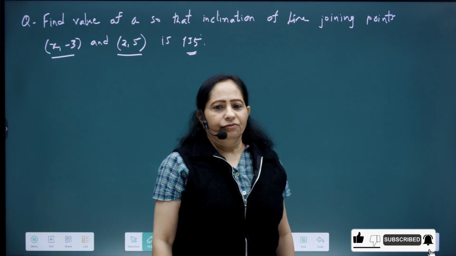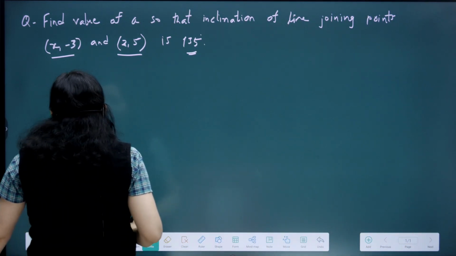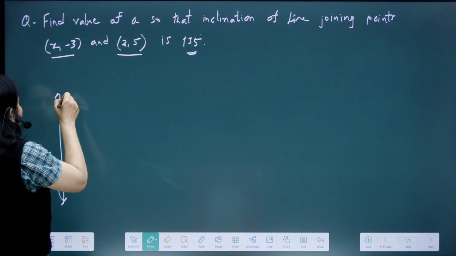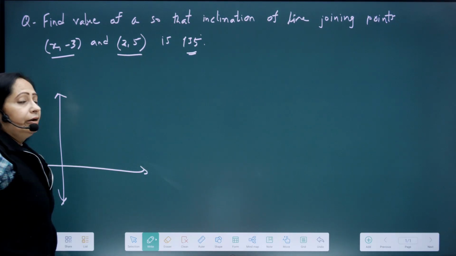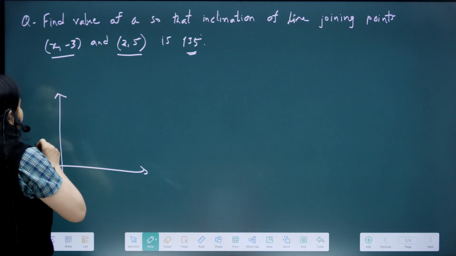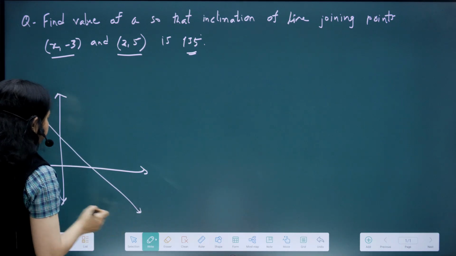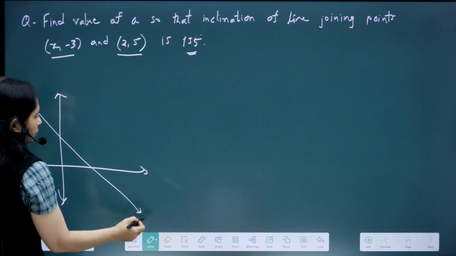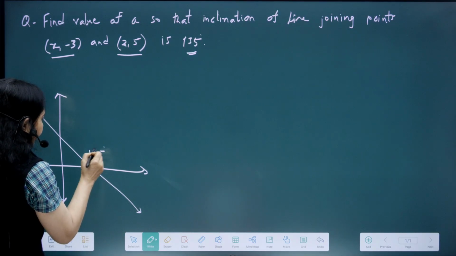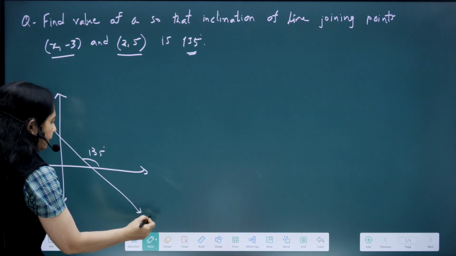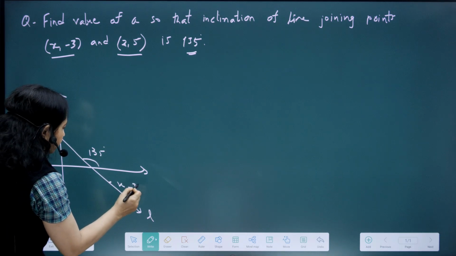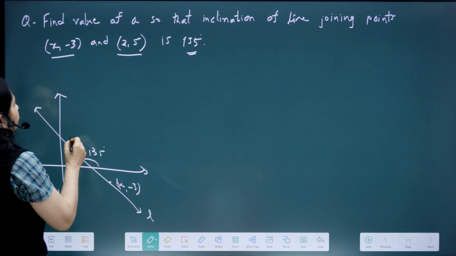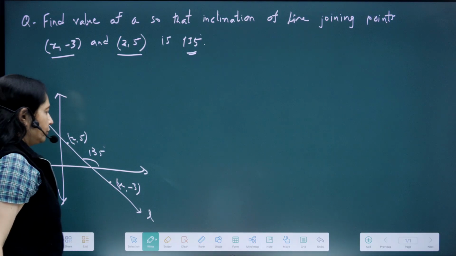Now angle is given, so we can draw figure like this. Coordinate axis x and y. Line 135 degree बनाती है angle, इसका मतलब है line will be like this. This angle is 135 degree and line L passes through 2 points (x, -3) and (2, φ), right?